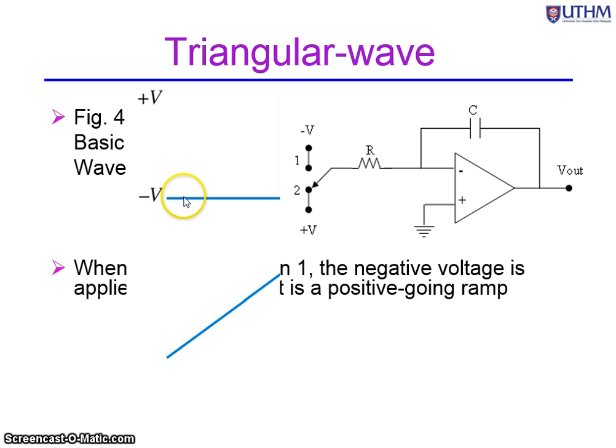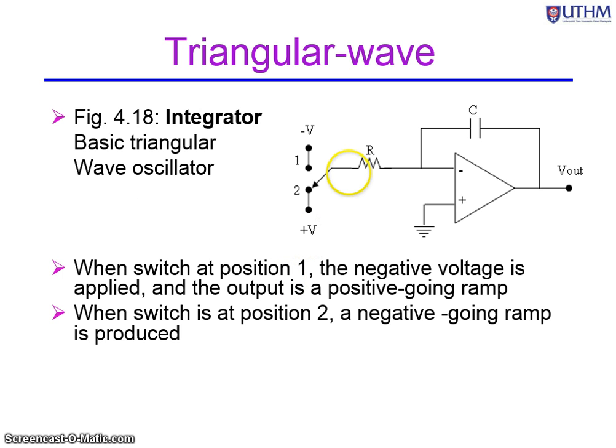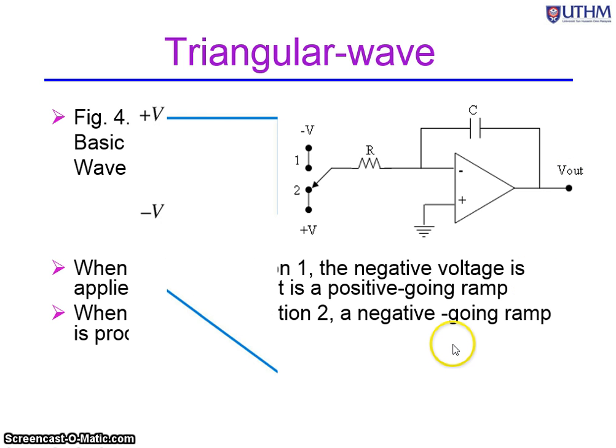Your switch at negative V, which is position 1, gives this output, a positive going ramp. Now, when the switch is at position 2, it is connected to the positive supply. Positive going into the negative terminal, so your output will be a negative going ramp. Positive input, output will be negative. This is how it looks. Switch at position 2, input is positive, output will be a negative going ramp.